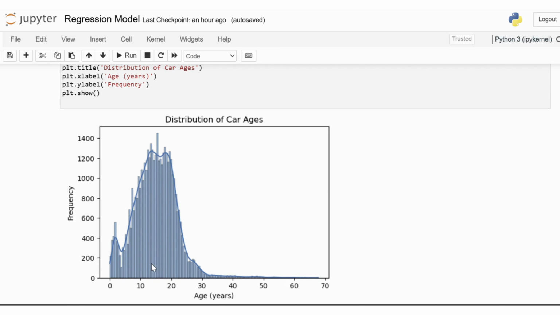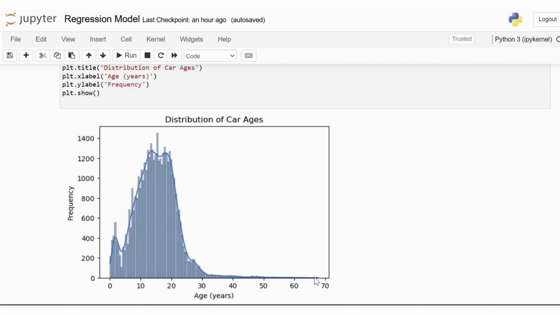The key observations from the graph is that the highest number of cars falls in the 10 to 20 year range. This means most of the cars in our dataset are between 10 and 20 years old. After the 20-year mark, the number of cars decreases steadily. Fewer cars are older than 20 years. There are very few cars older than 40 years, as shown by the long tail extending to the right.